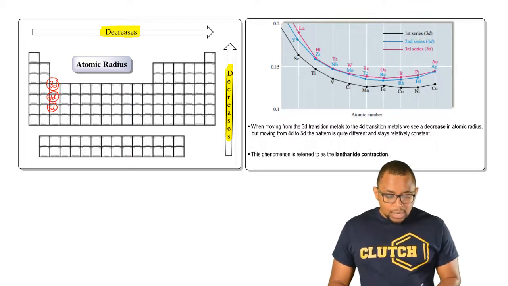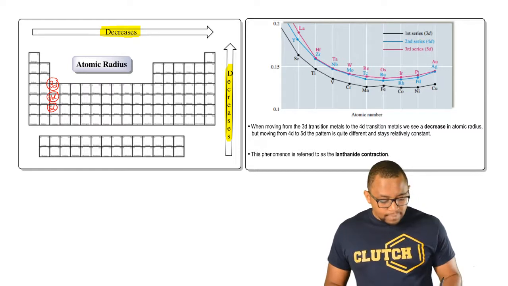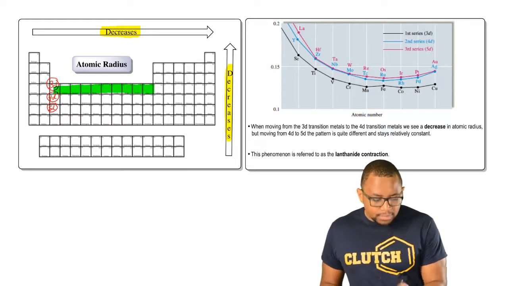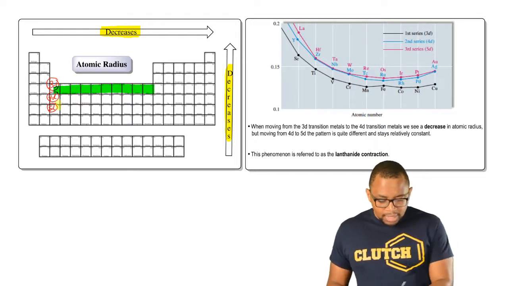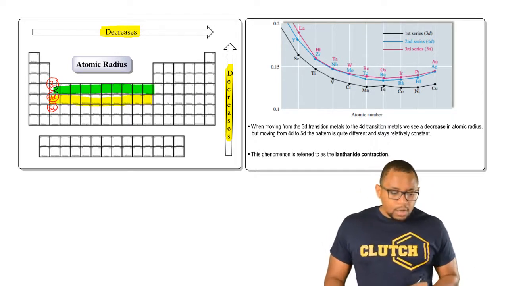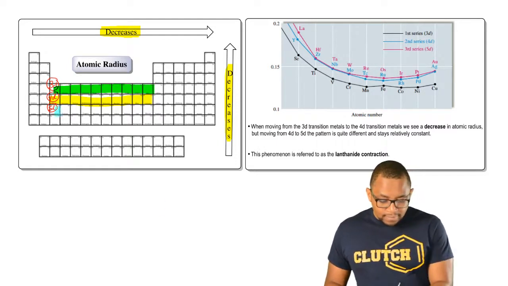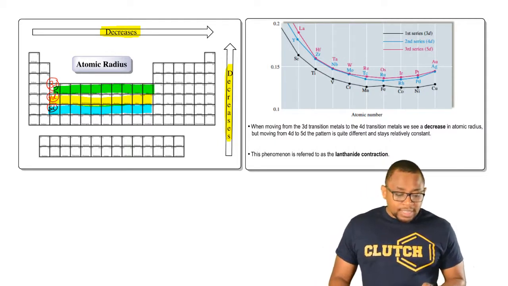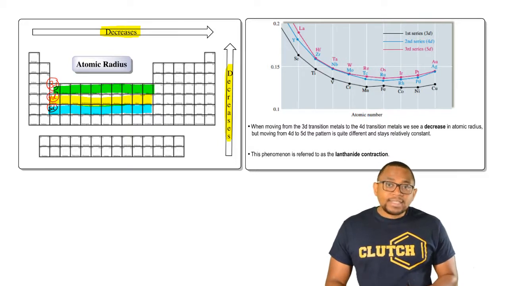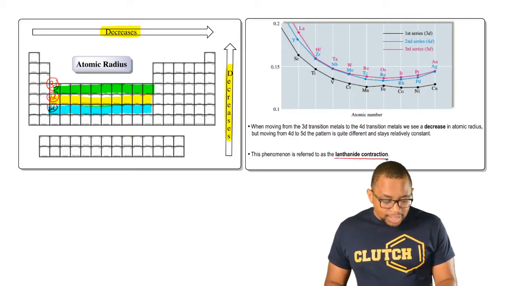So we're going to say here, when moving from 3d transition metals, so remember your 3d row is this row here. So when we're moving from 3d to 4d, 4d being this row here, we see a decrease in atomic radius. But when we're moving from 4d to 5d, 5d being this row here, it's very different. It's going to relatively stay the same. We're going to say that this exception to atomic radius is termed the lanthanide contraction.